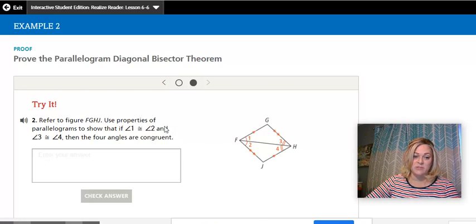Refer to this figure using properties of parallelograms to show that if angle 1 is congruent to angle 2 and angle 3 is congruent to angle 4, then the four angles are congruent. So again, use these parallel lines, and angles 3 and 2 would be alternate interior angles. So instead of having a single mark and a double mark, those should both be the same markings. And then angles 1 and 4 are also alternate interior angles. So we're going to use those properties, parallelogram, and you can say that if 1 is congruent to 4 and 3 is congruent to 2, then they should all be congruent to each other because 1 and 2 are the same. That's kind of using the transitive property in a roundabout way.